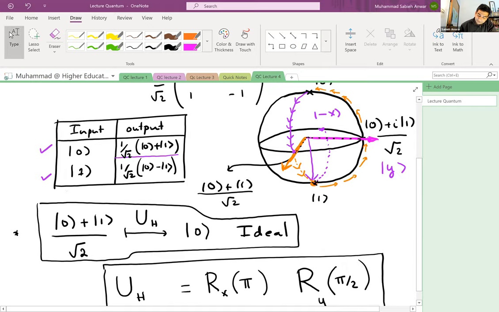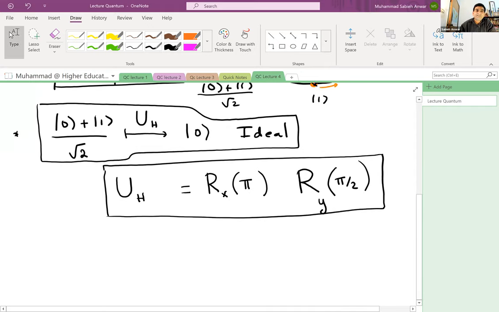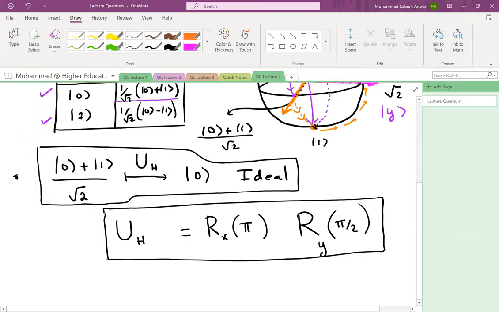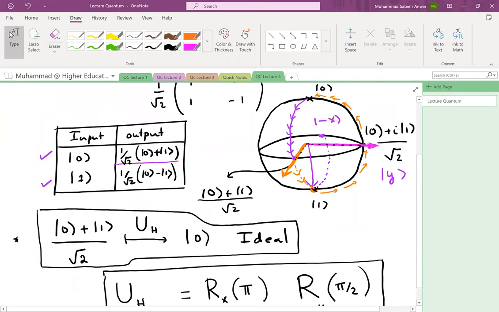Now, the next question is, probably you would like to answer this question as well. Now I have two back-to-back rotations. Can I somehow convert this into a single rotation? Just one rotation about one axis. Is it possible? Yes, it should be possible. So what should be the axis of rotation for just a single rotation?